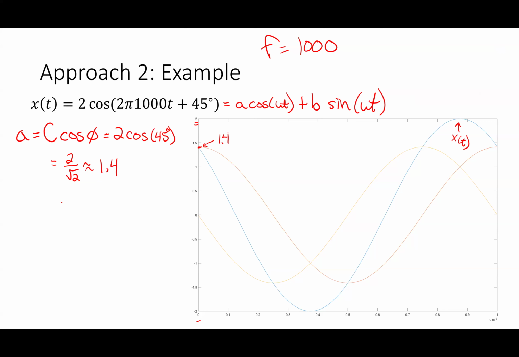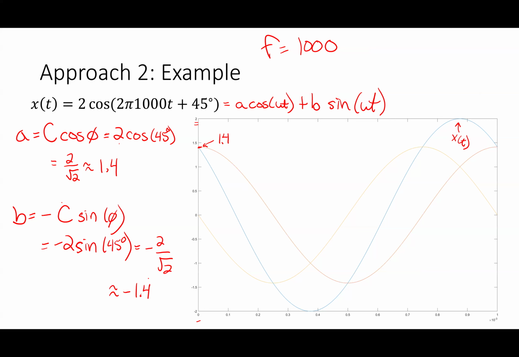What about the B term? I just said that was minus C times sine of phi. So the amplitude is 2. What's the sine of 45 degrees? It's also 1 over square root of 2, right? So this becomes negative 2 over square root of 2, or approximately negative 1.4. How do I see the amplitude? I see the amplitude is here. How do I see the negative?